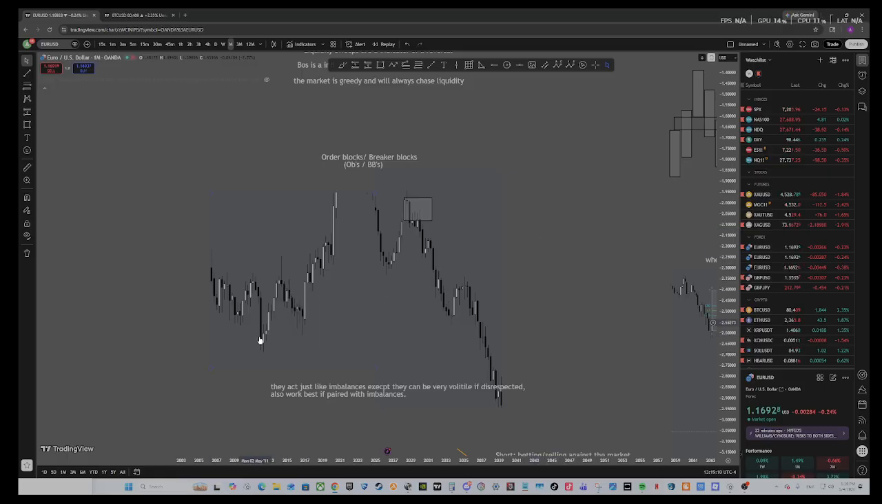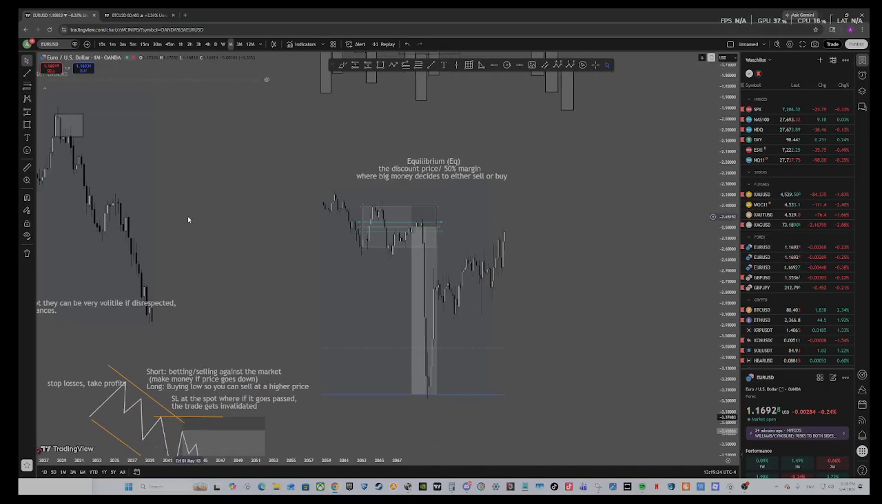So it's basically price accumulation, getting tapped into, and then respected to continue going the opposite direction. All right. Equilibrium. This will help you with imbalances, fair value gaps, and order blocks, because you can use equilibrium along with them. So what is equilibrium first? It's the discount price. It's the 50% margin. It's where big money sells. You have banks and all this big money buying and selling, but they always want to save as much money as possible. So they wait for the right discount to be able to sell everything they have or buy everything they have, right?